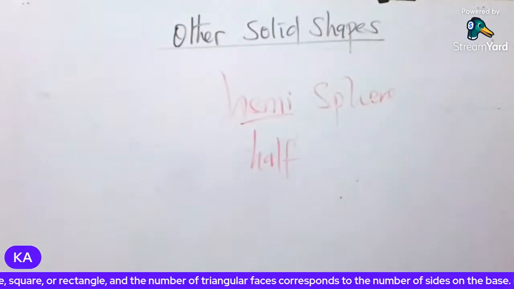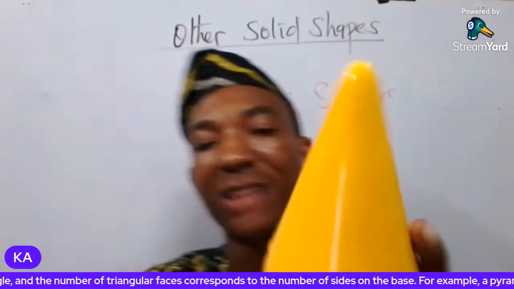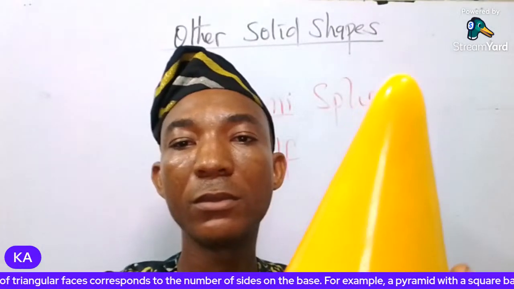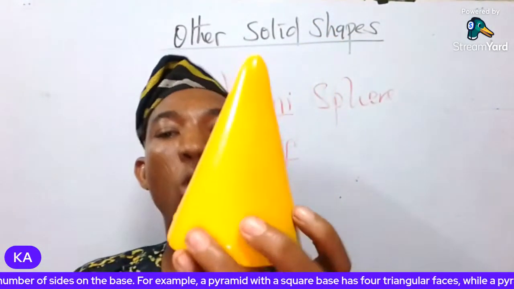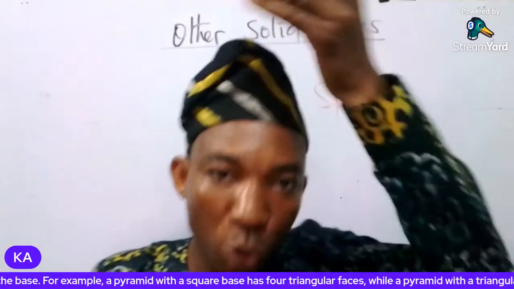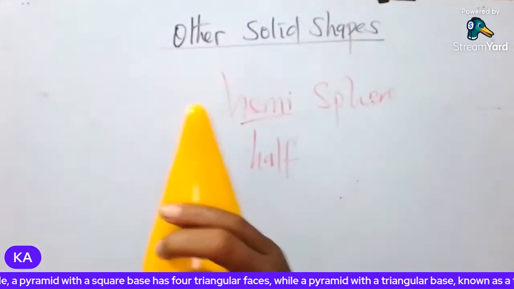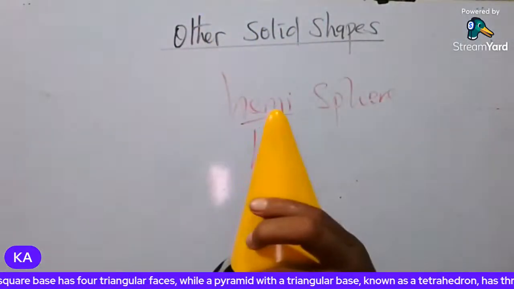The third shape we are going to look at, can you see this? Can anybody tell me this? Great. It is called a cone. A cone looks like a hat. Can you see me now? It's like when you put a hat on your head. Can you see it? Yes.